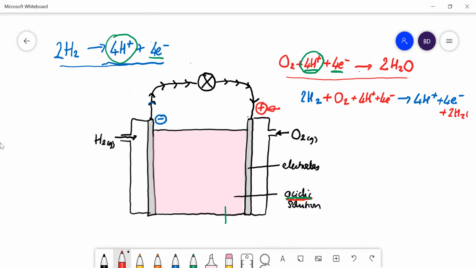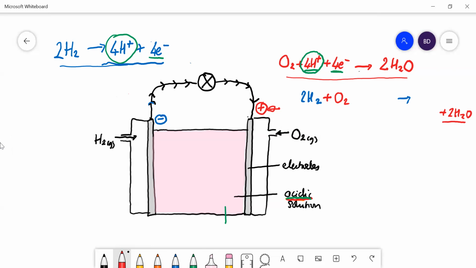So if I cross out anything that appears on both sides of the equation, the hydrogen ions do, get rid of them, the electrons do, get rid of them, we can see that all we're doing is reacting two hydrogen molecules with an oxygen molecule to form two water molecules. So that's what happens in the hydrogen fuel cell.